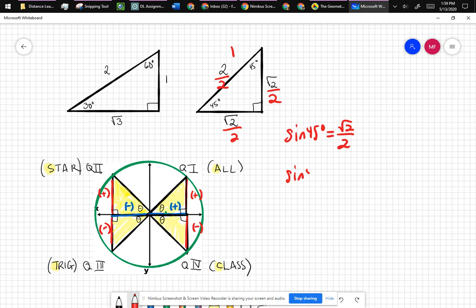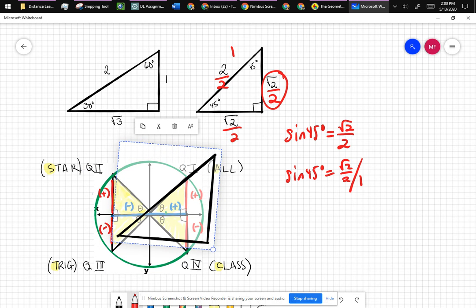See, if I look at sine 45 again, but now the opposite is root 2 over 2 and the hypotenuse is 1, that's the same answer. I can actually just ignore the hypotenuse, because now opposite over hypotenuse, here's the opposite. It's just root 2 over 2. So when I look at this unit circle, whoops, let me get rid of that now.